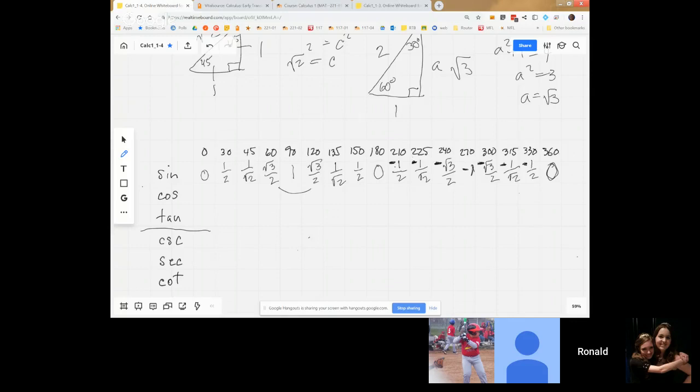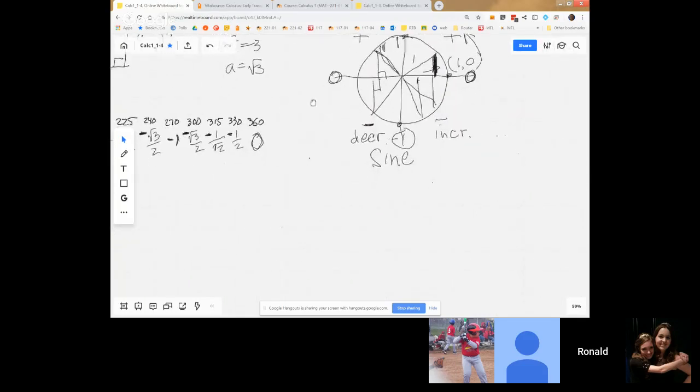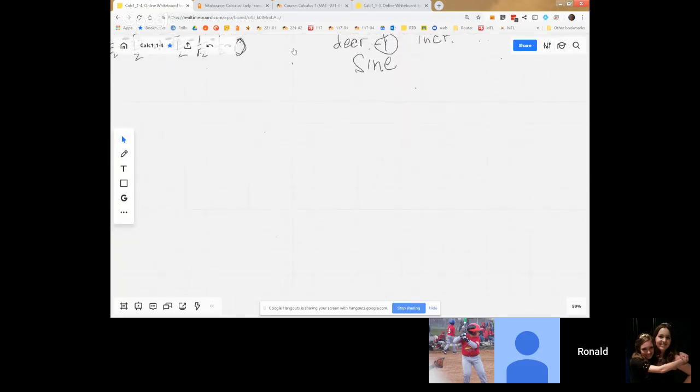Okay, cosine: leg adjacent over hypotenuse. So now let's just go back and run that real quick. A behavior chart for cosine. Okay, cosine.